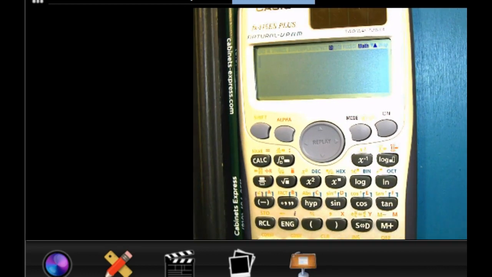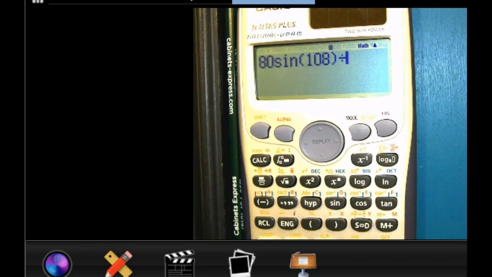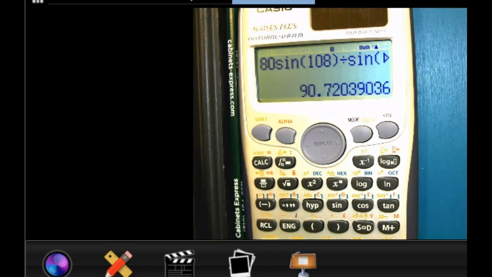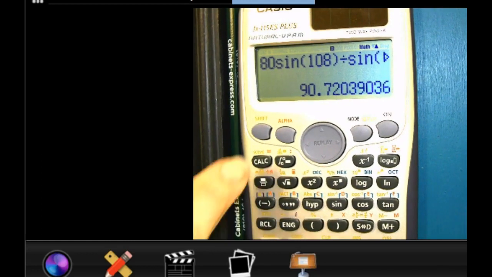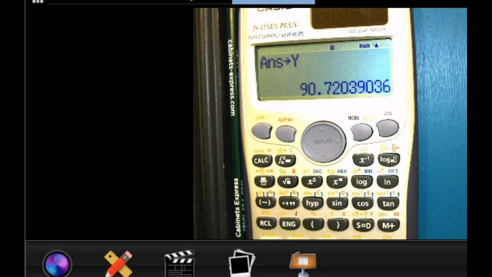To find y, I'm going to take 80 times the sine of 108, and divide that by the sine of 57, and then store that in y. So I have this number here, and I'm going to store this in y. I hit shift, recall, and then y, which is that key right there. Bam. No alpha or anything else.